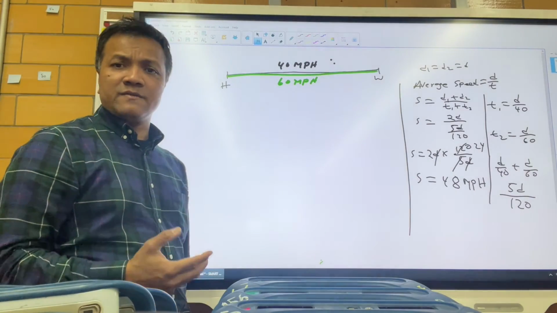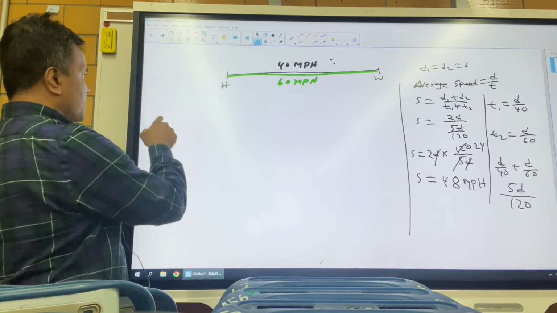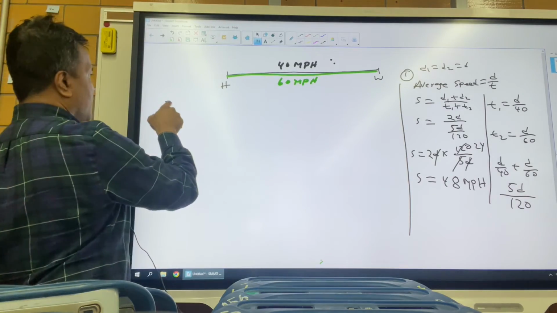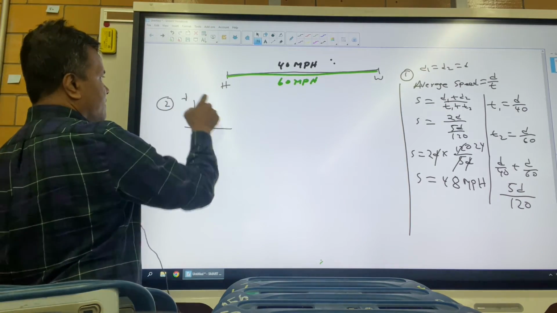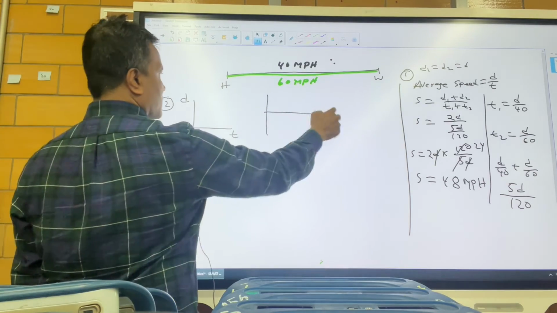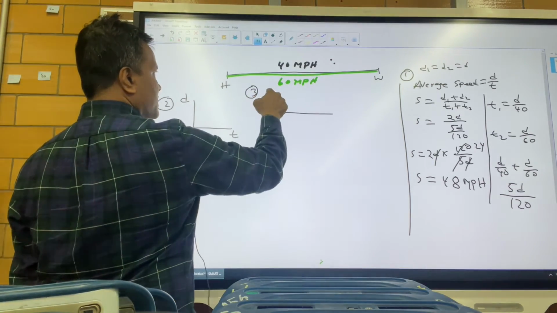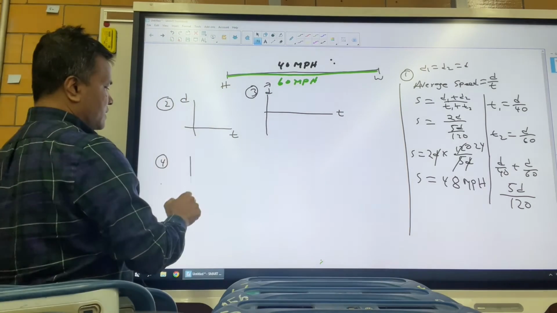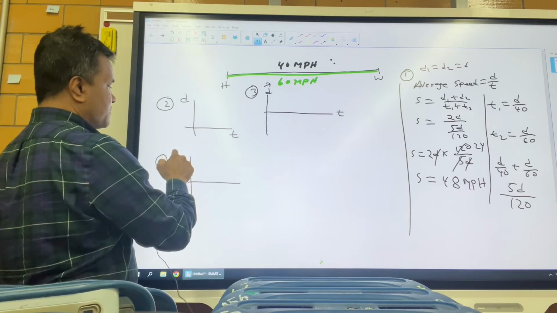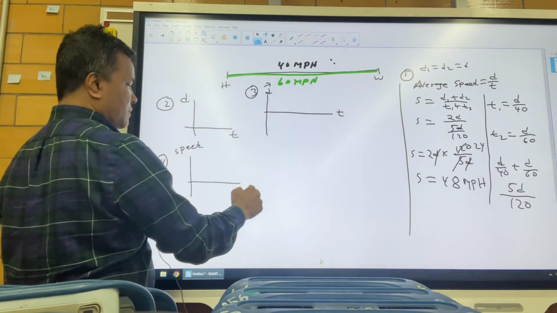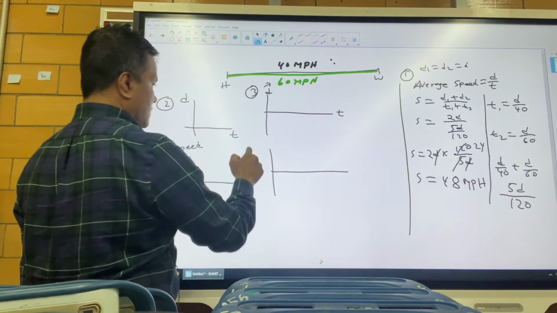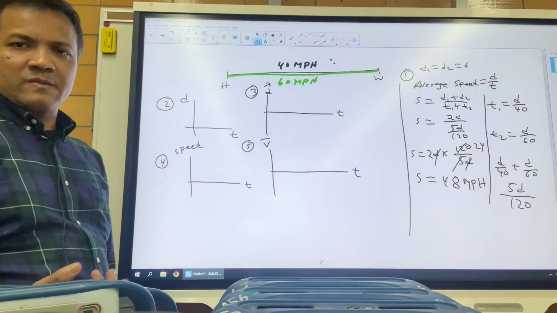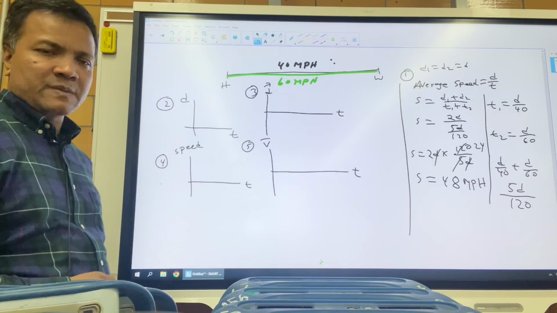Now we're going to find the dt, vt, at, and the other graphs. So number 2, this is number 1. Number 2, we're going to find the dt graph. Number 3, we're going to find the displacement versus time graph. Number 4, we're going to find the speed versus time graph. Number 5, we're going to find the velocity versus time graph. And there is no acceleration versus time graph because acceleration for this problem is 0, of course.